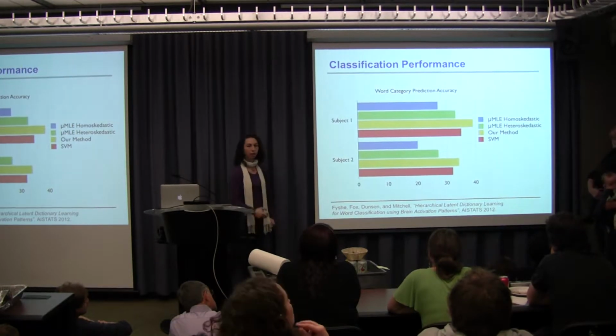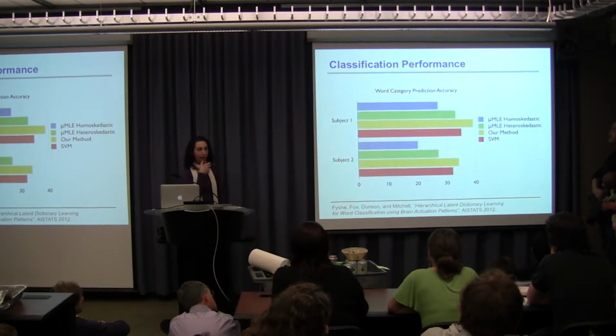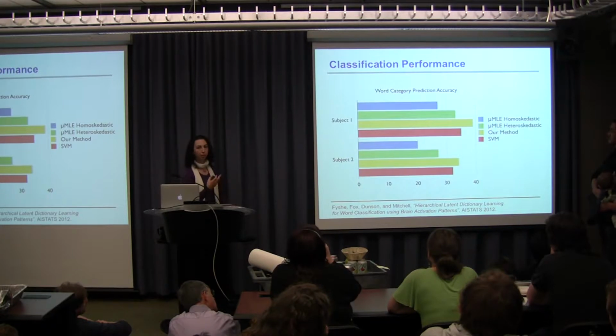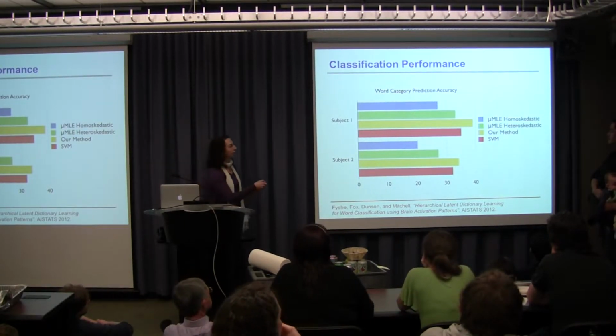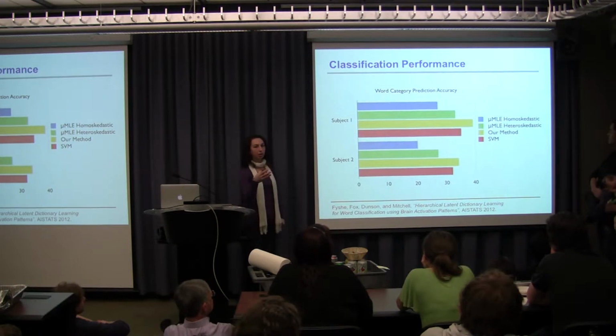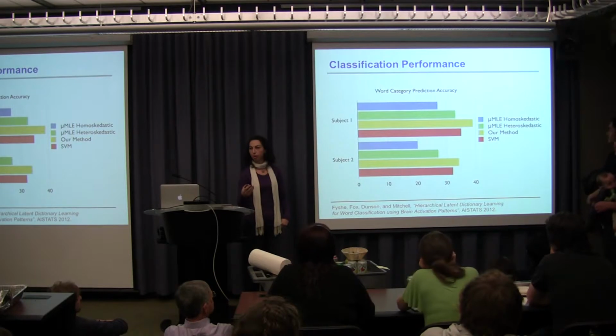Okay, so here's a summary of our performance. We looked at two different subjects, so two people sitting in this chair and going through this experiment. And remember here that because our task is just categorization into one of 4 different categories, chance is 25%.